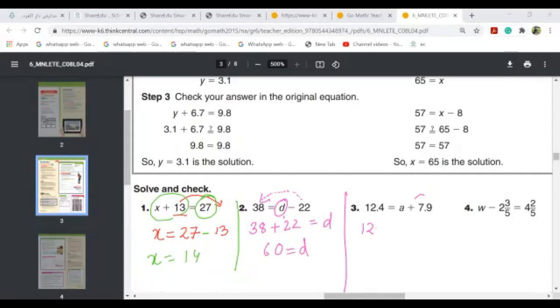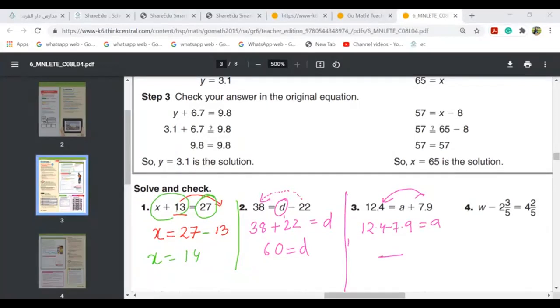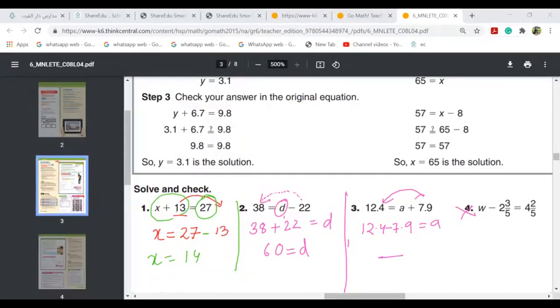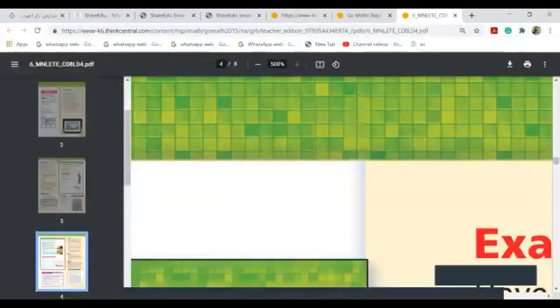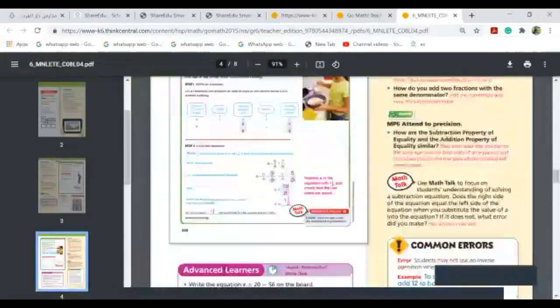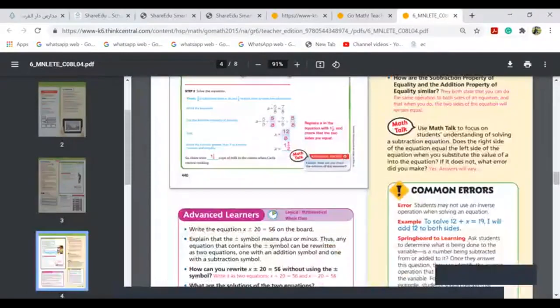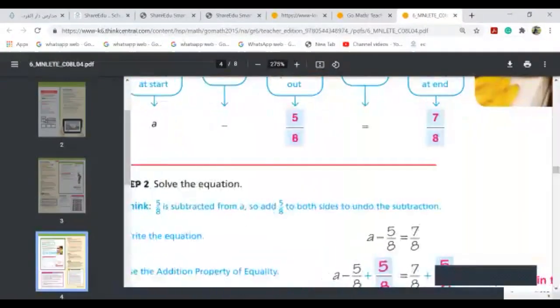Same way here. 12.4 copy. 7.0 comes that side. 7.9 equals 8. I will minus it and I'll get some answer. Just till here. The fourth I will not do because you will get confused. And let us go to the textbook. Turn to page number 440.